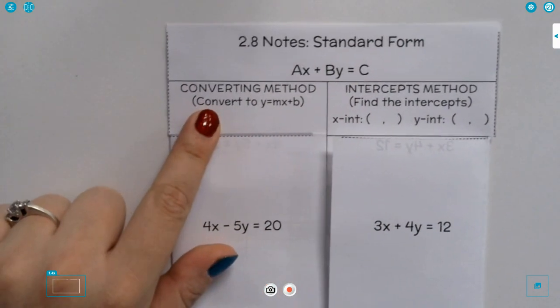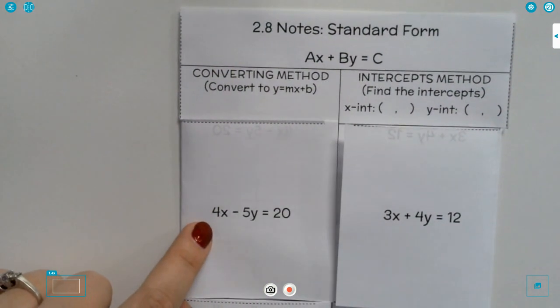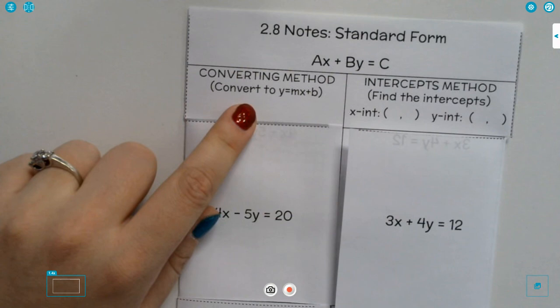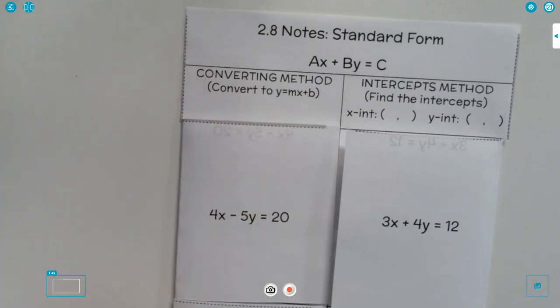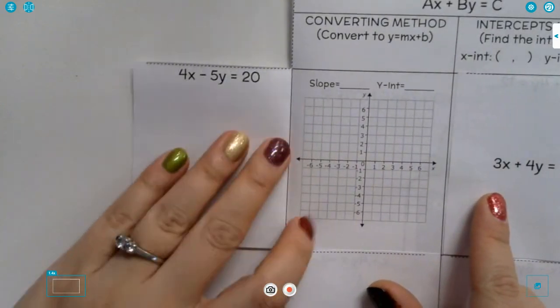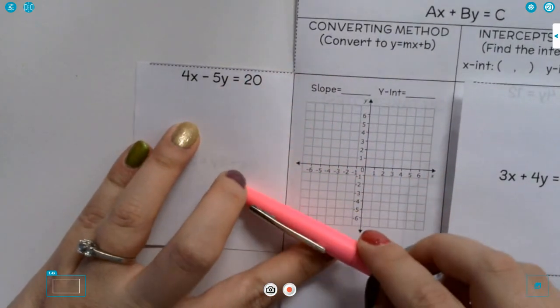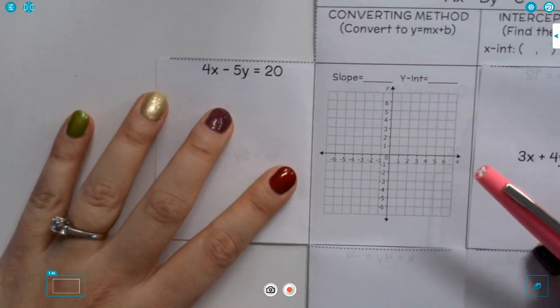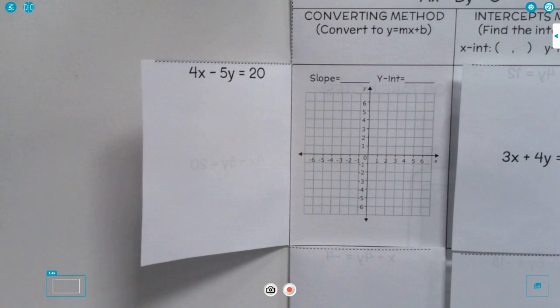For the converting method, we are going to take this equation, we're going to do a couple steps with our equation, and we are going to convert it so that it's y equals mx plus b, because we know how to graph an equation that's in y equals mx plus b. So go ahead and open up this first little window, and we are going to convert the problem here and graph it here. So we've got 4x minus 5y equals 20.